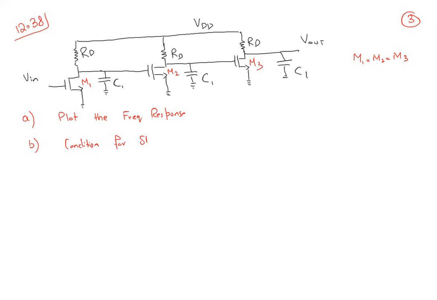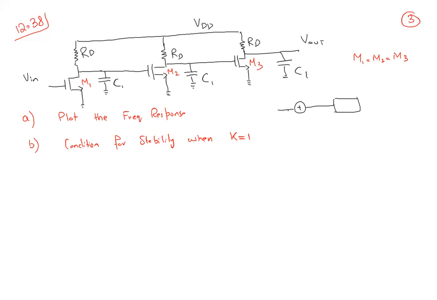For stability, when K, the feedback gain, is equal to 1, so unity feedback. Okay. So we need to do the frequency response plot, meaning we need to have a frequency response using Bode plot, and we want to have a feedback loop where K is equal to 1.